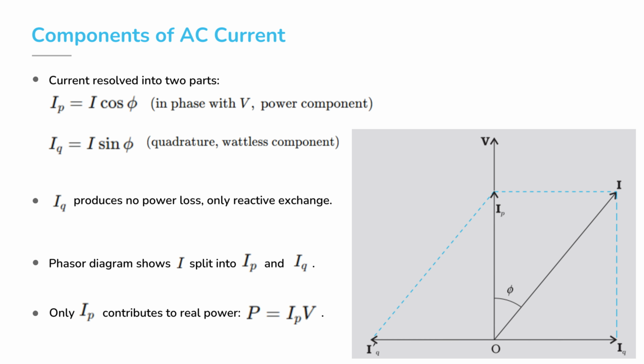And here's the key point: only IP contributes to real power. That's why the real power is given as P equals IP multiplied by V. Quick insight: think of AC current as a team effort. One part does the real work, the other just plays support by storing and releasing energy, but together they define how efficient the circuit really is.